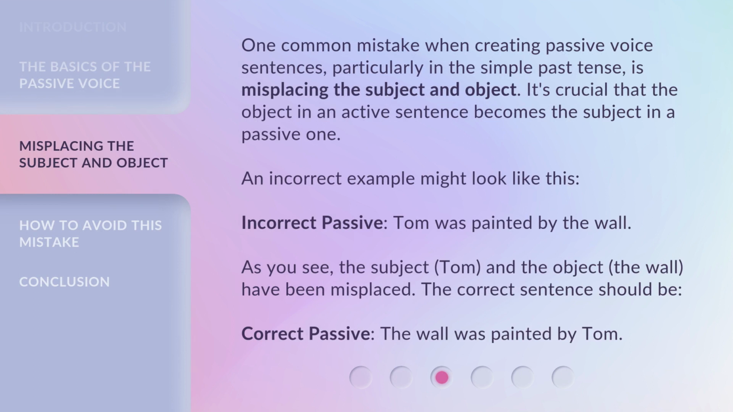One common mistake when creating passive voice sentences, particularly in the simple past tense, is misplacing the subject and object. It's crucial that the object in an active sentence becomes the subject in a passive one. An incorrect example might look like this. Incorrect passive: Tom was painted by the wall. As you see, the subject, Tom, and the object, the wall, have been misplaced. The correct sentence should be: correct passive: the wall was painted by Tom.